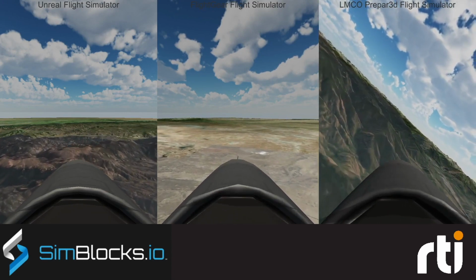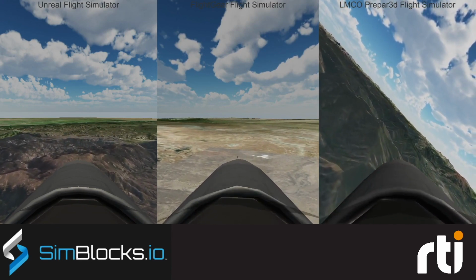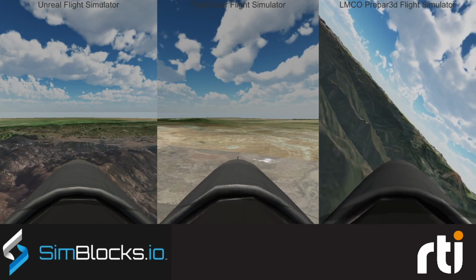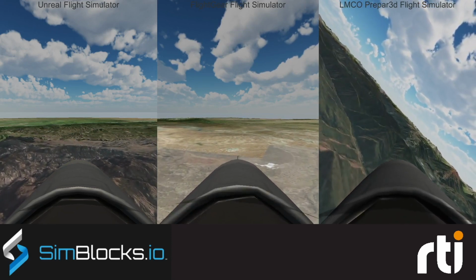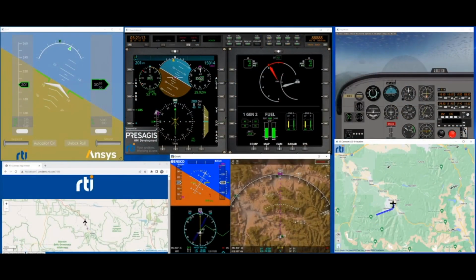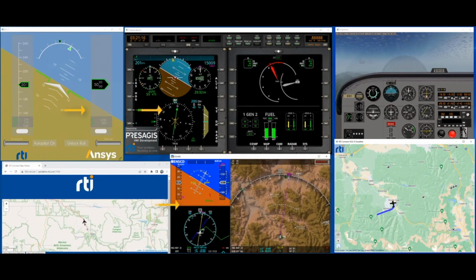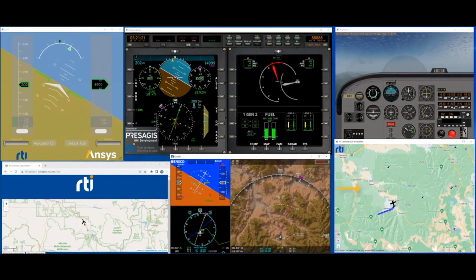displays the three aircraft using the SimBlocks One World SDK for Unity. This gives you a live view of what is happening in all three of the different simulations. On the left, you can see the Unreal Engine, followed by FlightGear and Prepar3D. The data from the Unreal Engine simulation is also connected to other avionics components, including various cockpit displays like ENSCO, Presagis, and Ansys.